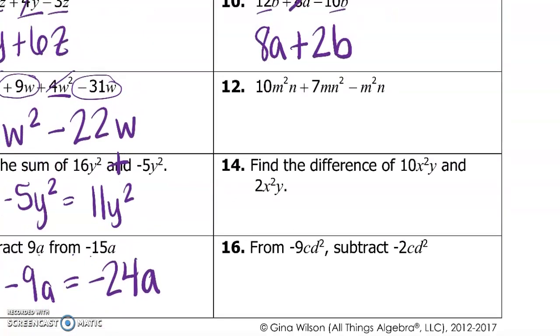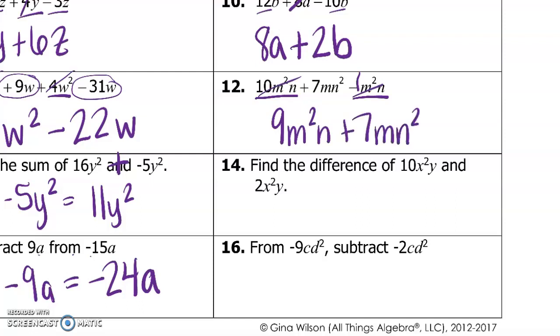Number 12 almost looks like everything matches, but only the 10 and the minus 1 match, m squared n. So 10 minus 1 gives us 9m squared n. And then don't forget to bring the plus 7mn squared down with it.